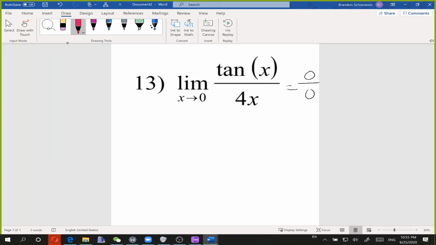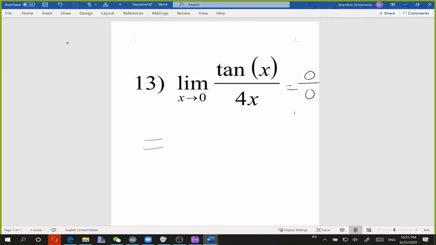If I use L'Hospital's rule, what's going to happen to the top? Okay, the secant squared. And what happens to the bottom? Becomes 4, okay. So this is really 1 over 4 times 1 over cosine squared x.